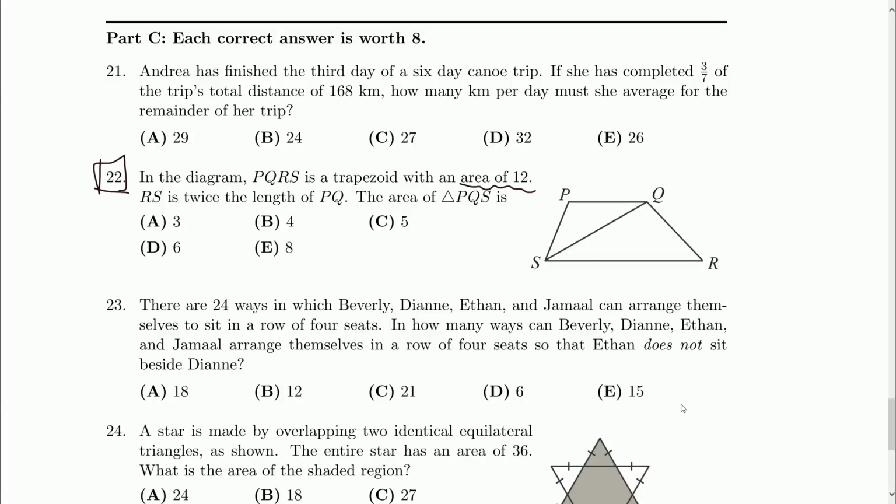RS is twice the length of PQ. So I might call PQ x and RS 2x, just to represent that relationship. The area of PQS is this area right here. What is there to do here? Well, the only thing I really know is the total area is 12, and I know these two lengths.